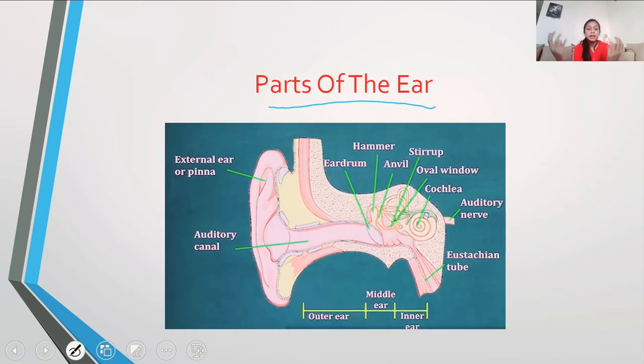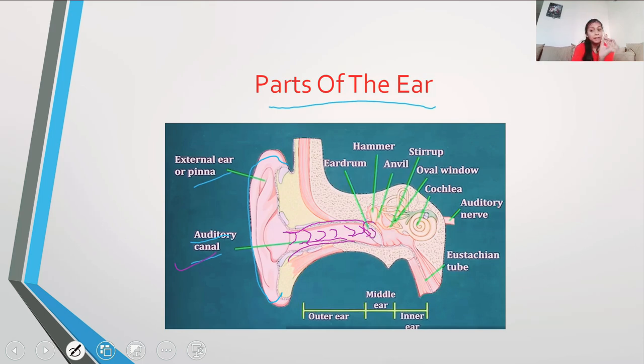This was the external ear, the flap-like structure also known as the pinna. The sound waves will move through the pinna to go through the auditory canal over here, right? Imagine that this is the sound wave. It will move through this canal, which is known as the auditory canal, and then it will strike the eardrum.